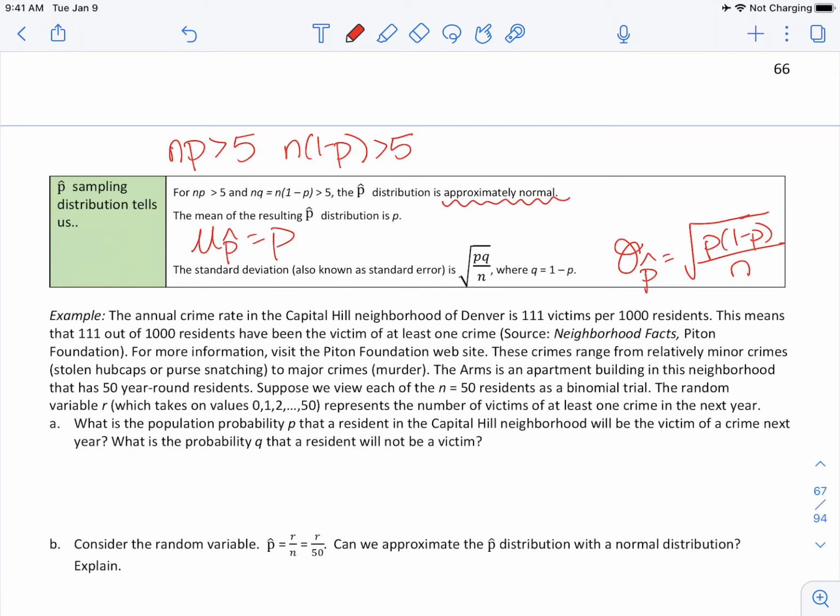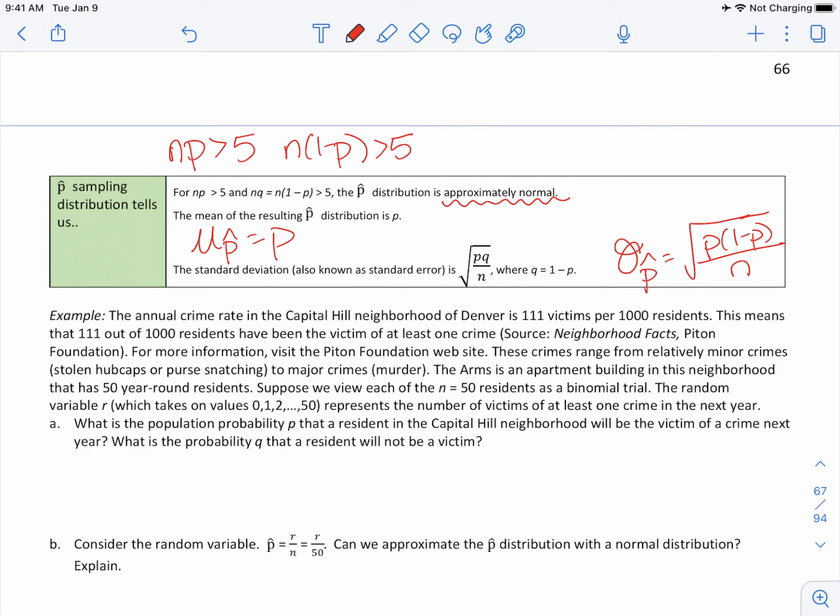All right, the annual crime rate in the Capitol Hill neighborhood of Denver is 111 victims per 1,000 residents. This means that 111 out of 1,000 residents have been the victim of at least one crime. For more information, you can visit the Pitton Foundation website. These crimes range from relatively minor crimes, such as stolen hubcaps or purse snatching, to major crimes, such as murder.